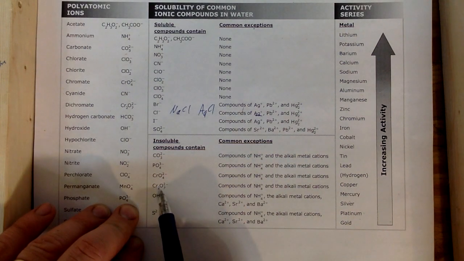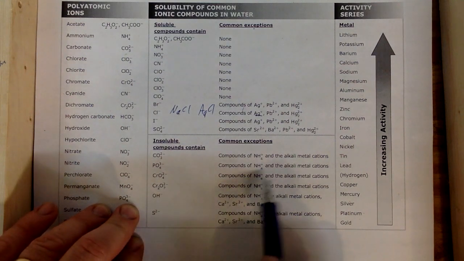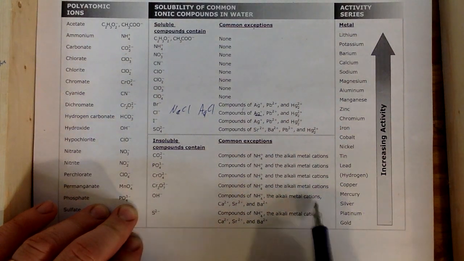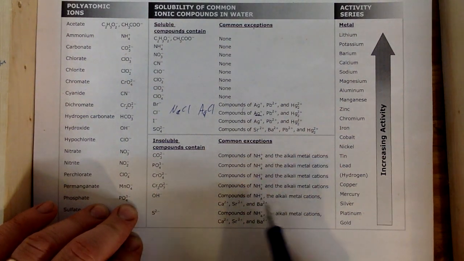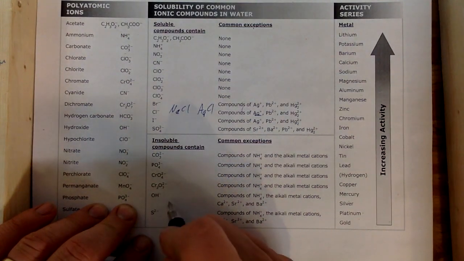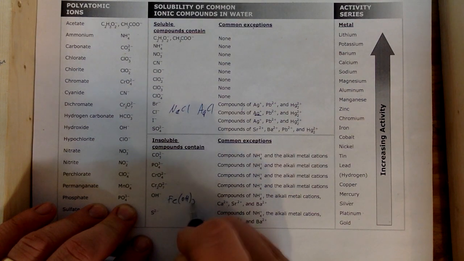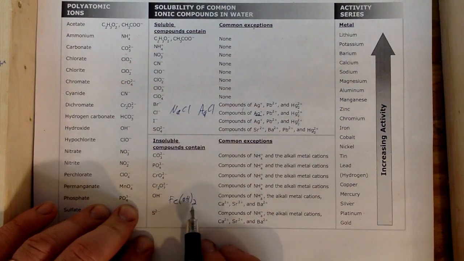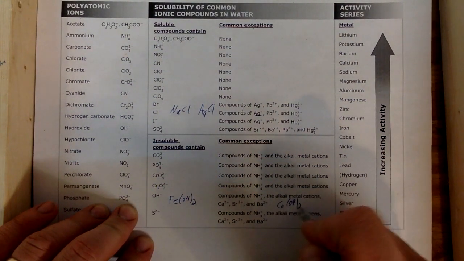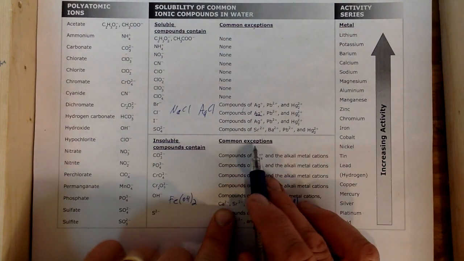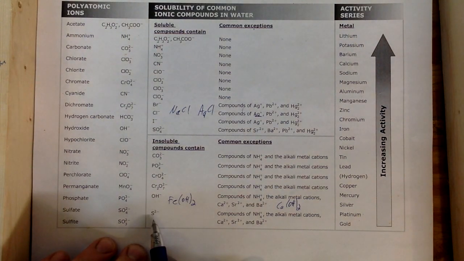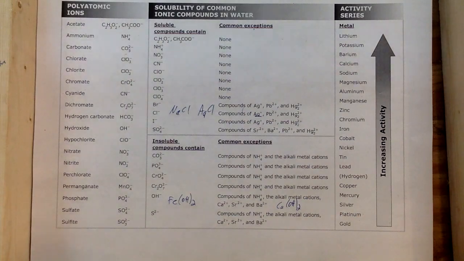Anything containing chromate or dichromate is insoluble unless you meet one of these exceptions. Anything containing hydroxide is insoluble unless you meet one of these exceptions. Ammonium, alkali metals, calcium, strontium, barium would all make hydroxide be soluble. So as an example, Fe(OH)2, iron hydroxide, that would be insoluble, but one of these things, such as Ca(OH)2, calcium hydroxide, would be an exception, and that would be soluble. And then same thing for things that contain sulfides. Insoluble, unless you're an exception, then you are soluble.